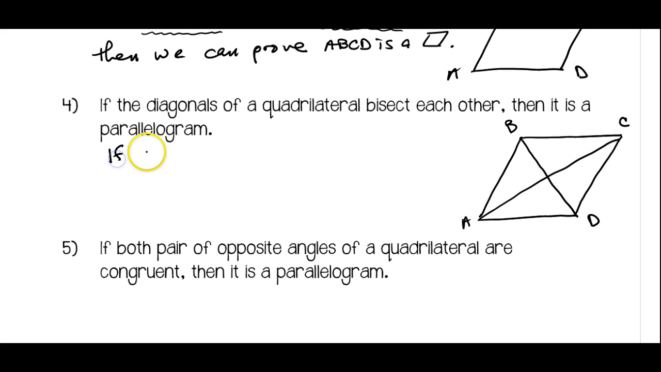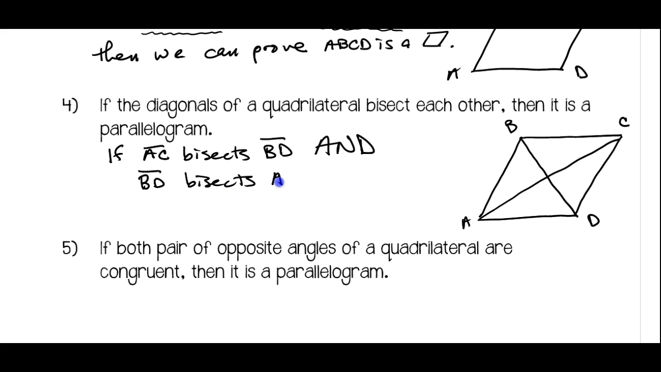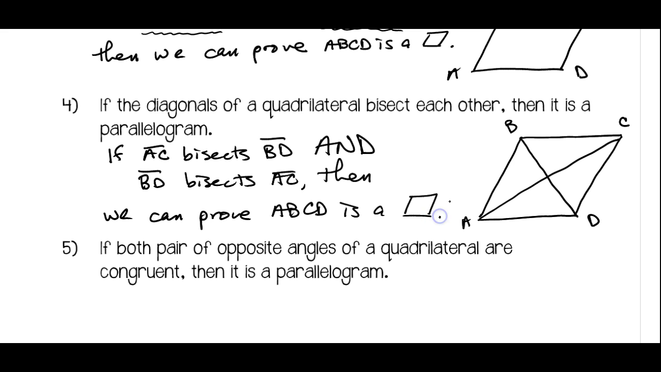And if AC bisects BD, and, okay, so we need each diagonal to bisect the other one. BD bisects AC, then we can prove ABCD is a parallelogram. Okay, so again, you need to get each diagonal bisecting the other.